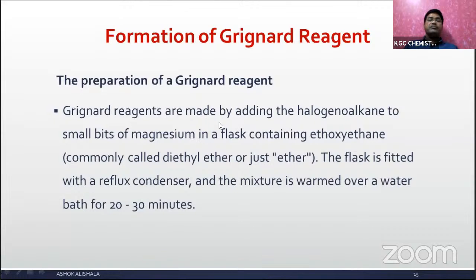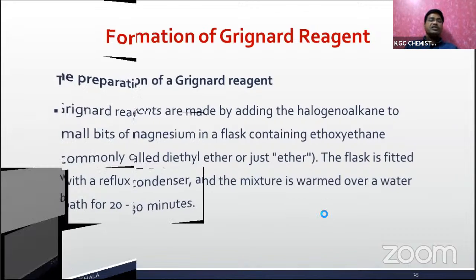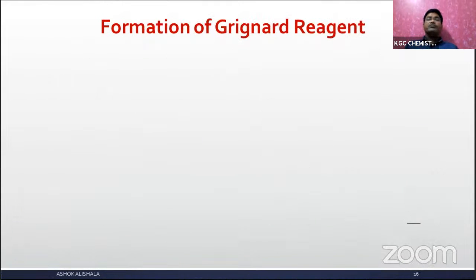Grignard reagents are made by adding the halogenoalkane to smaller bits of magnesium in a flask containing ethoxyethane, commonly called diethyl ether or ether. This flask is fitted with a reflux condenser and the mixture is warmed over a water bath for 20 to 30 minutes. You remember one important point regarding the Grignard reagent.